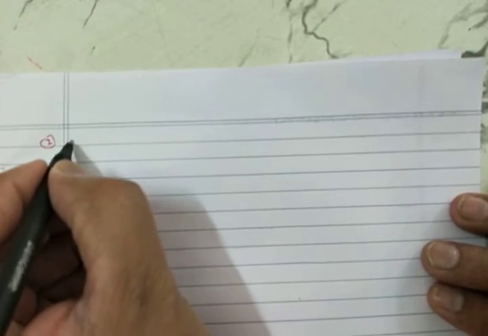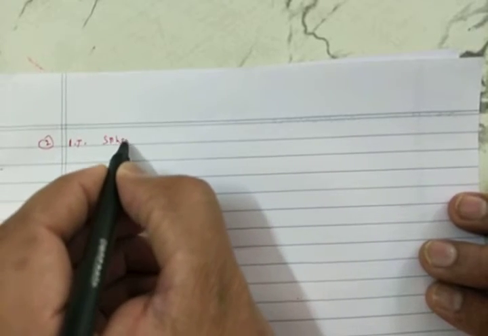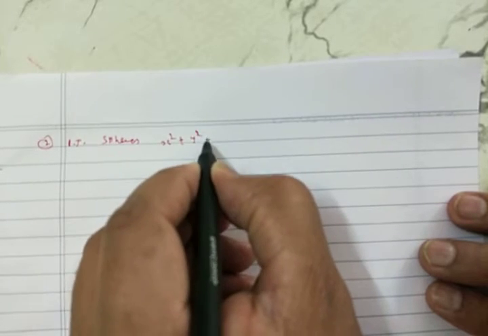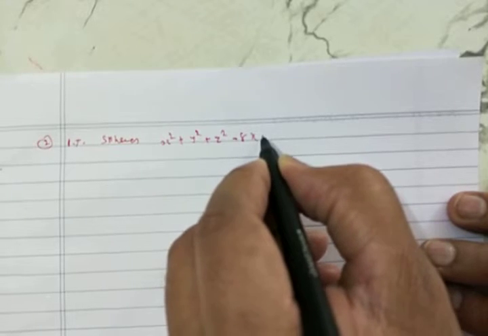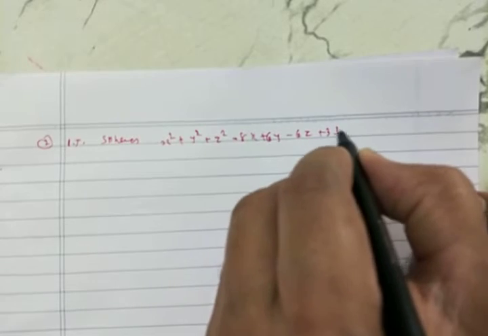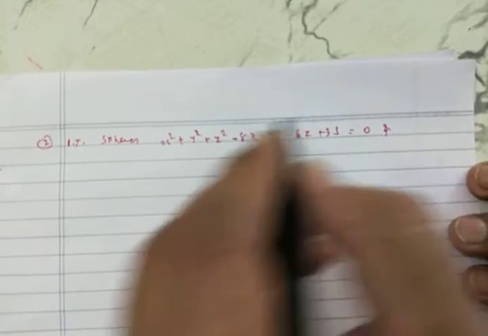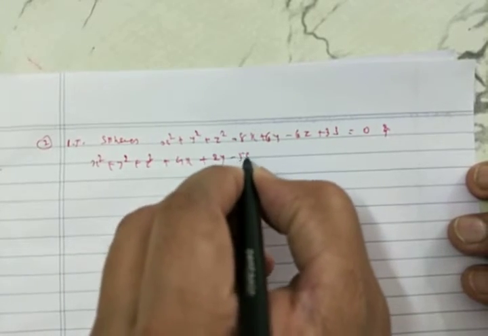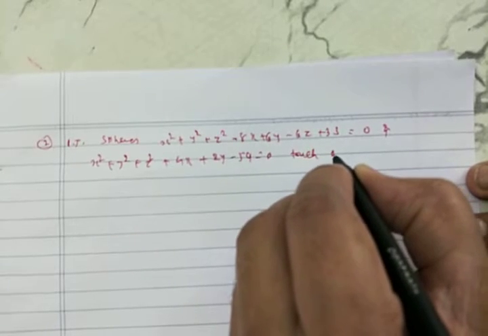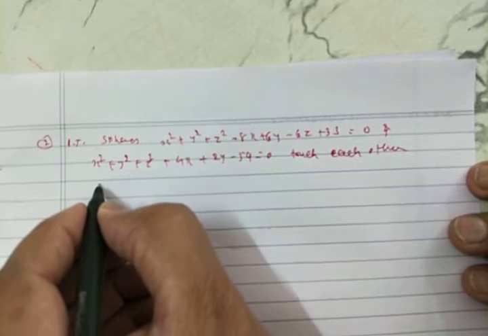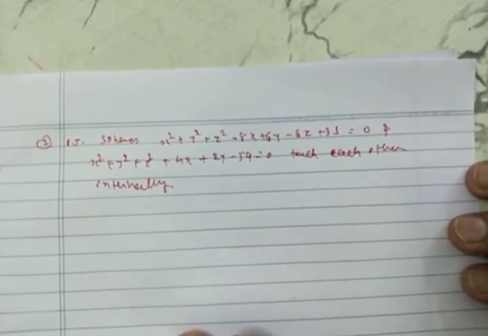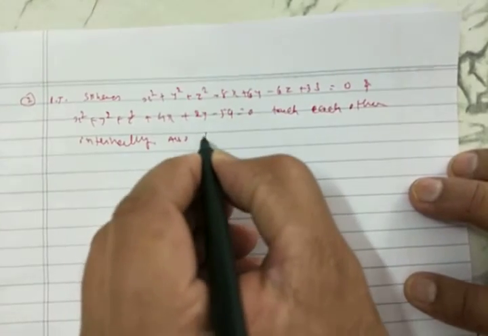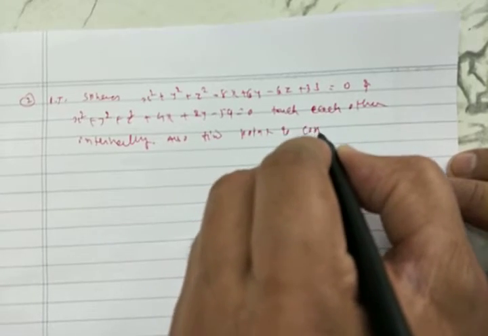Next, our aim is to see more examples. Prove that the spheres x square plus y square plus z square minus 8x plus 6y minus 6z plus 33 is equal to 0, and x square plus y square plus z square plus 4x plus 2y minus 59 is equal to 0, touch each other internally. Also find the point of contact.